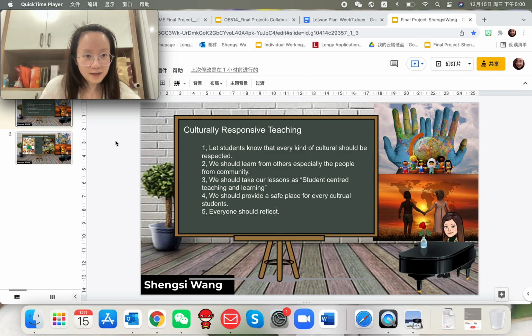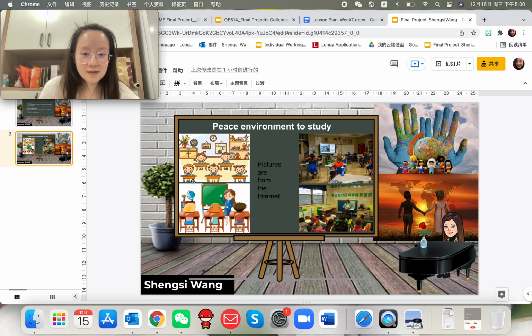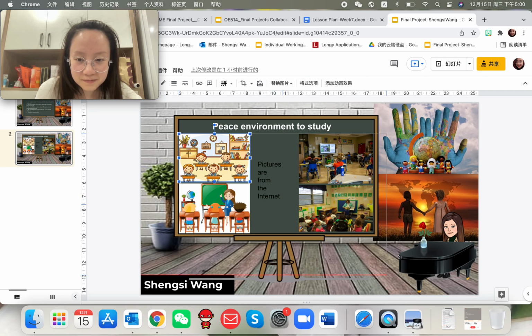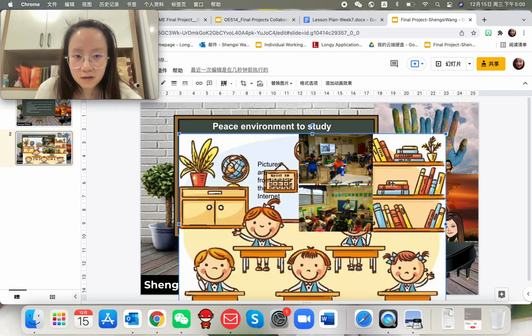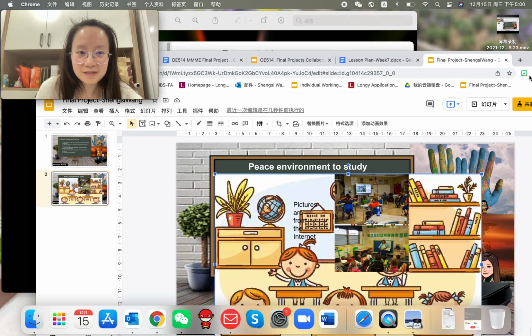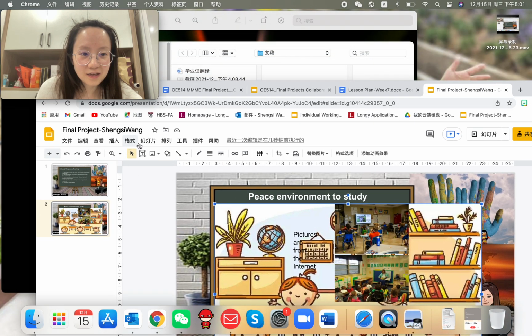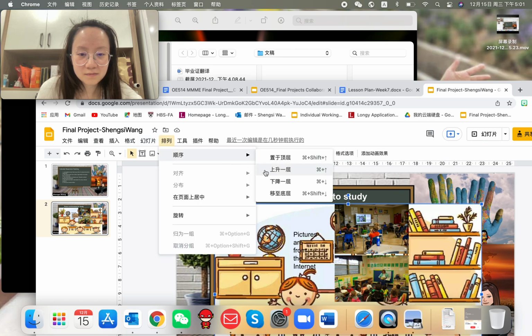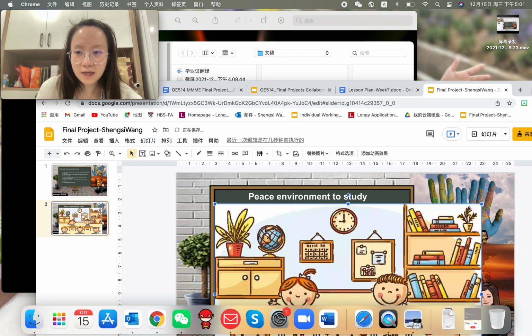And the second one is I need to share the safe place for culturally diverse students. It's like this picture. Okay, let me make it bigger. Oh no, how do I make it bigger? Okay, sorry, I think I can make it.